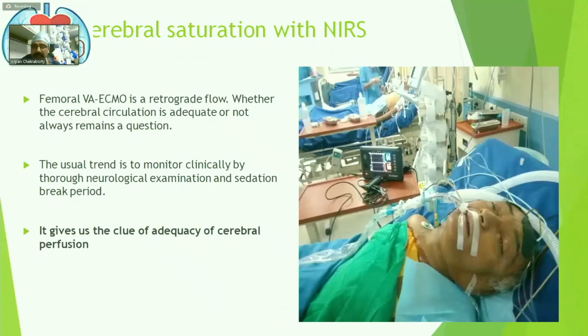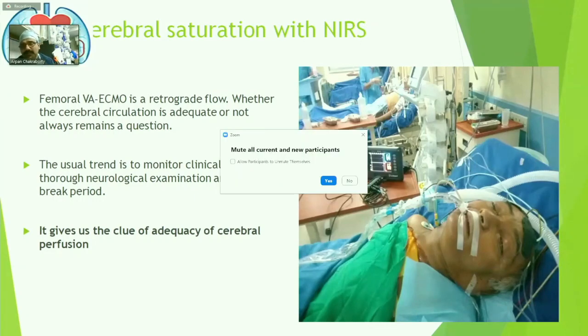Now, cerebral saturation monitoring is one of the important parts, because a femoral VA ECMO, as you are putting, is retrograde flow, so you have to ensure the adequacy of cerebral saturation and perfusion. When the heart is not pumping or not generating any native cardiac output, no pulsatility, you have to give adequate flow which will go to the blood vessels.